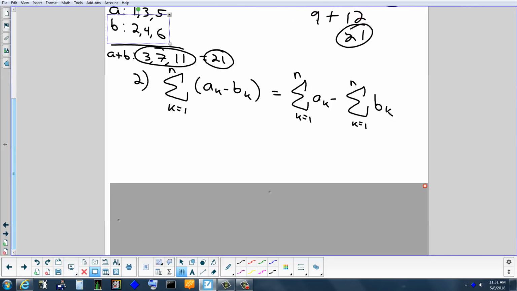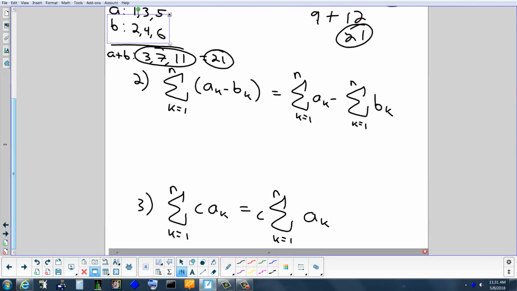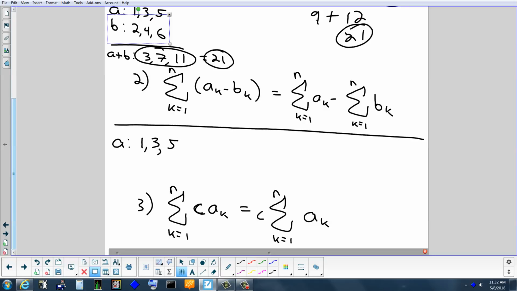Okay, and the third rule, and the last one, has to do with multiplying a sequence by a constant. So what you're allowed to do is you can put a number here, or you can put it in front. It'll be easier if I just show you a really quick example with numbers. Okay, so sequence A, I use the numbers 1, 3, 5. Let's use those same numbers again. 1, 3, 5. And let's let C equal 2.